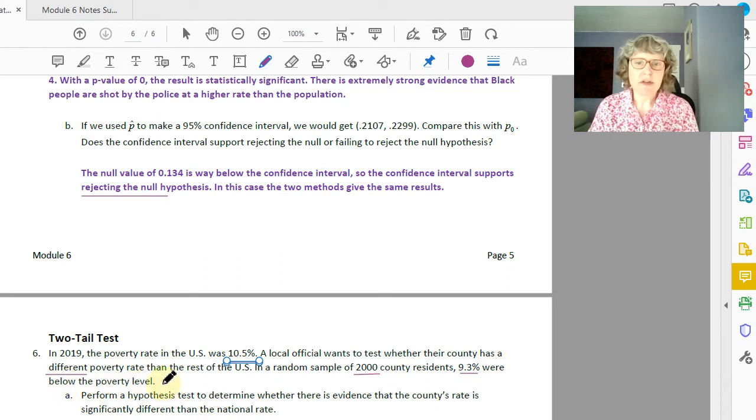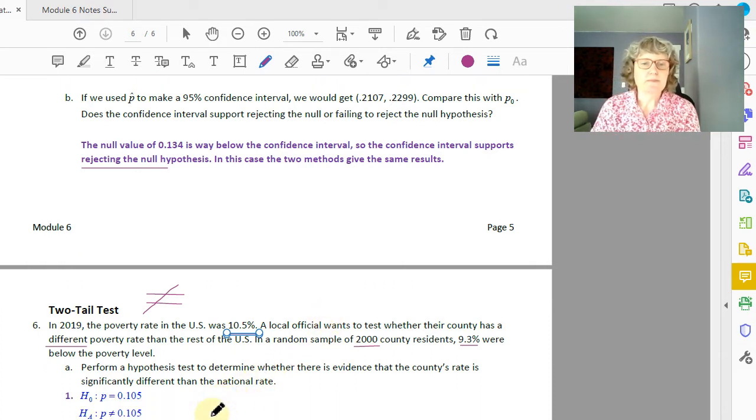Okay, so you might notice something different here, which is the word different. It doesn't tell us which direction, does it? That means we're going to use a not equal. So not equal goes with the two-tail test. It's either direction. It can be above or below. It's not specified. Okay? So here's what our hypotheses look like. Our alternate is p is not equal to 0.105. And the null is just like the others, it's p equals p0.